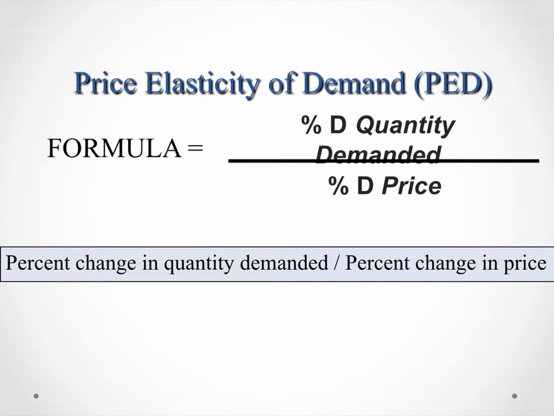PED is a coefficient which can be calculated using the following formula. I know the screen's a little messed up, so the formula is PED is equal to percent change in quantity demanded over percent change in price. The video's messed up, so we'll cover this more in class.